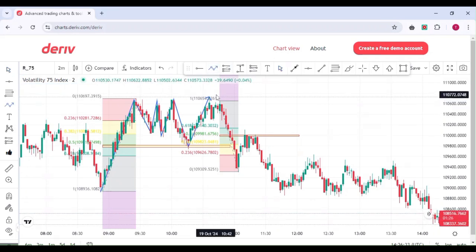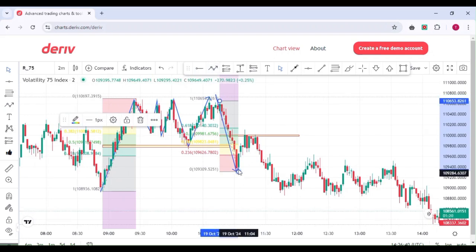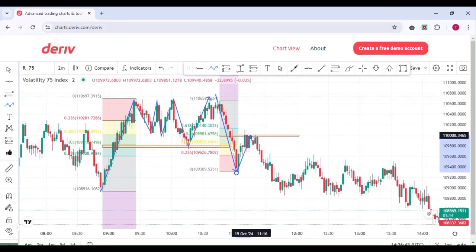So basically guys, that's how we use the Fibonacci retracement. Very simple as that. So make use of this Fibonacci retracement to make some scalping, either if you are a swing trader or a scalper.